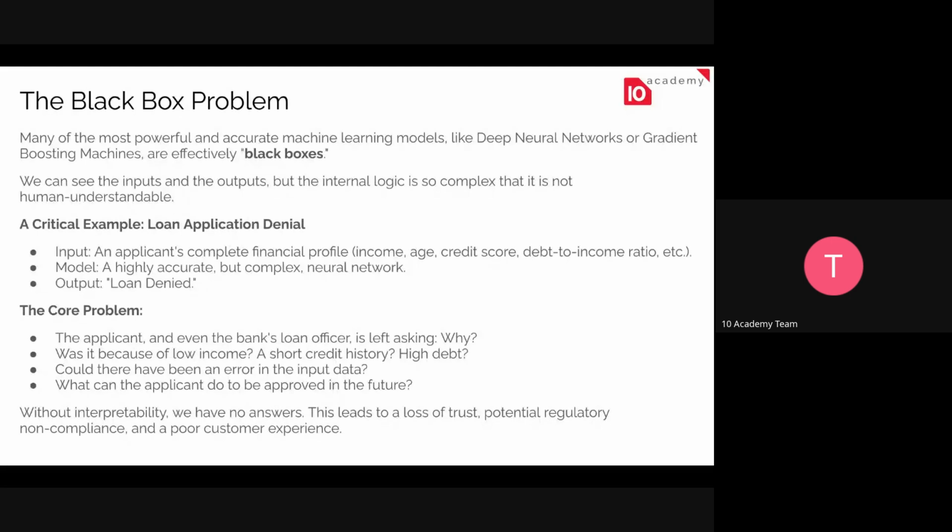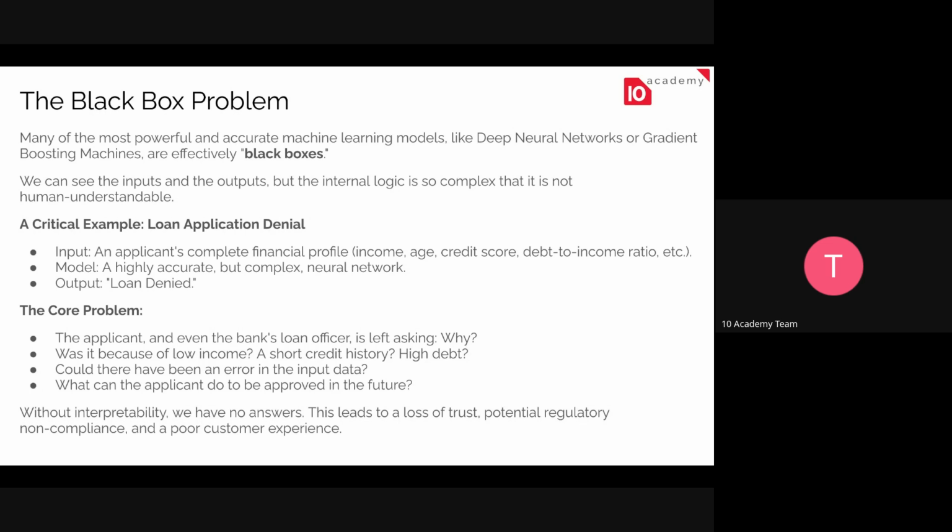So let's start with talking about the problem, which is the black box problem, you can call it. So we're going to have two scenarios. The first one is the black box and the white box. So I will explain what each means. So the black box represents, like, we have these powerful and very accurate machine learning models, such as DNN or deep neural networks or gradient boosting machines and so on, which are effectively black boxes.